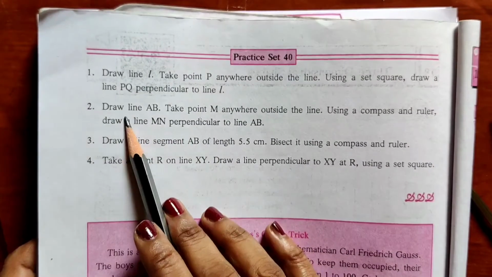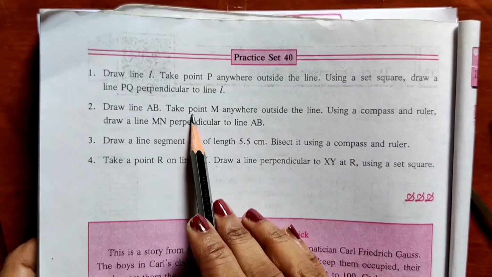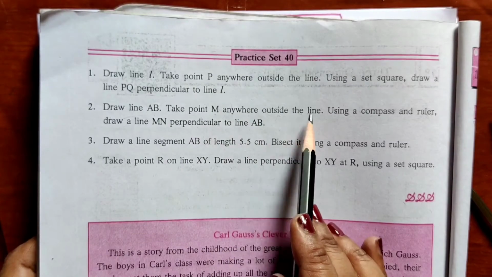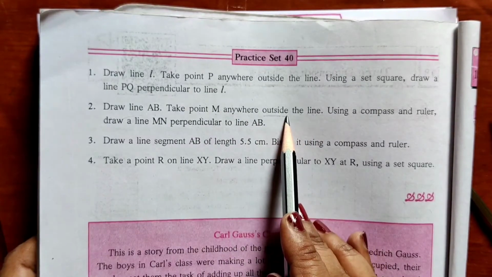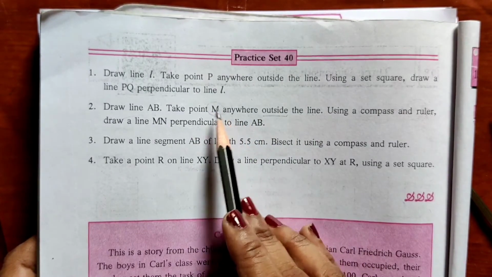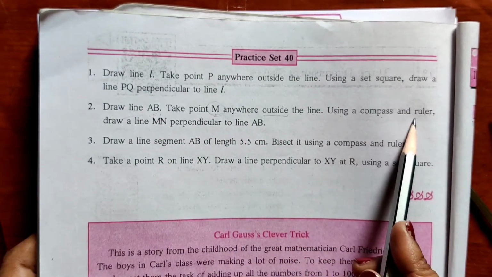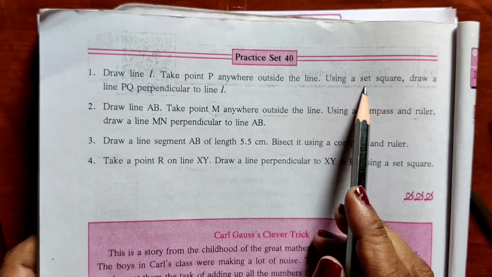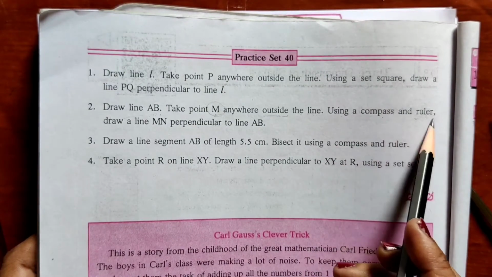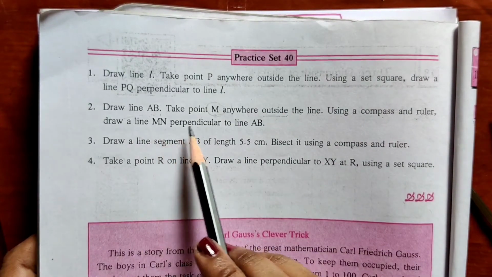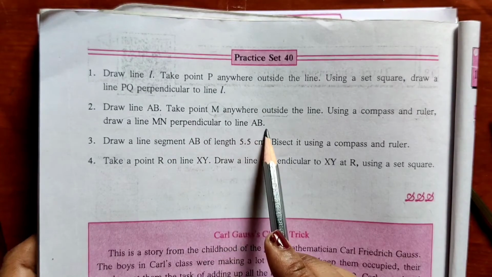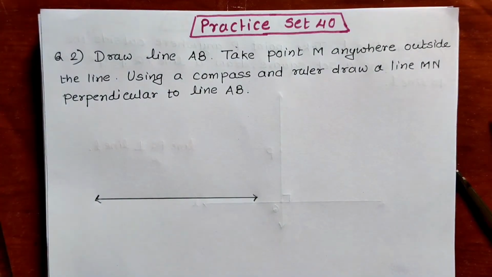Now in this second question, we have to draw line AB. Take point M anywhere outside the line. Again, the word outside is there. So we have to take this point M outside this line AB. We have to use compass and ruler now. In the first question we used a set square. Now we have to use compass and ruler to draw line MN perpendicular to line AB. So let us see. I have written the question as it is.